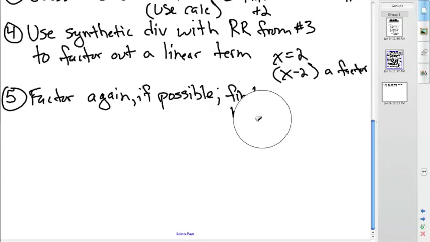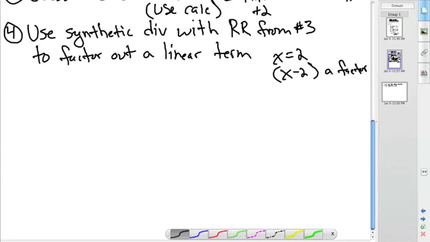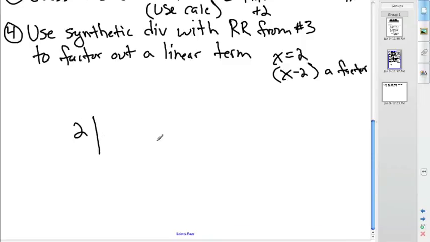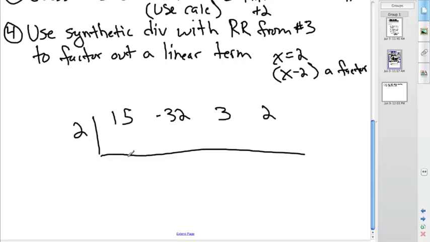So let's use synthetic division with the coefficients of the original polynomial. Synthetic division with 2, and we're using 15, negative 32, 3, and 2. So we drop down, remember with synthetic division, our first coefficient, and we multiply. 2 times 15 is 30, and we add, we get negative 2. Multiply, we get negative 4. Here we get negative 1. Multiply, we get negative 2 and 0.